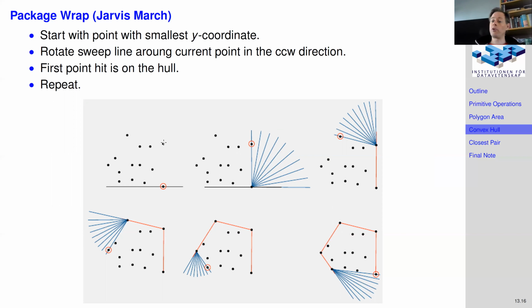So you restart your process from the endpoint, and you do it again. And now you find the second edge on this convex hull, and then you continue like that until you reach the starting point. And when you reach the starting point, you have then managed to find the convex hull of your set of points.